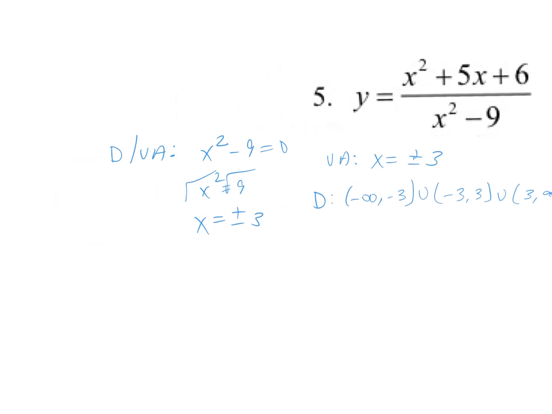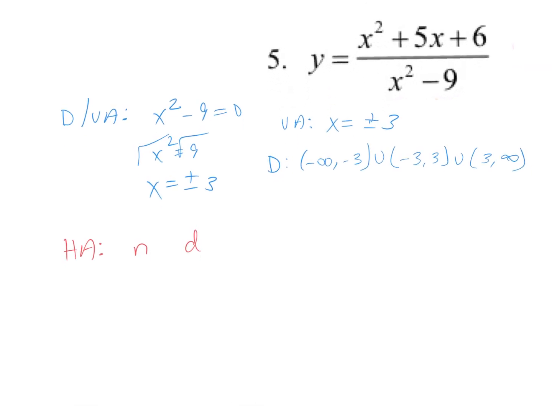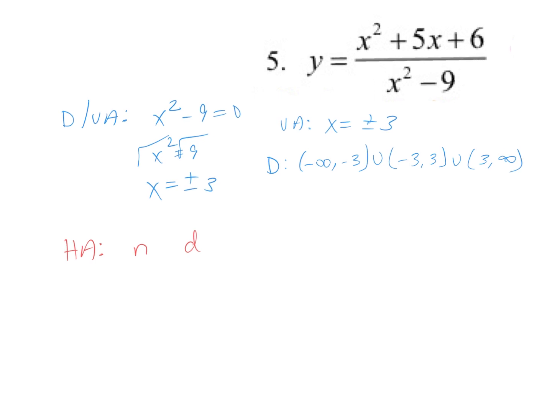The next thing I always find is my horizontal asymptotes. So think about that. How do you find horizontal asymptotes? This is how you guys would show me your work. What does it say to do? Compare the numerator and the denominator degree. So I write an N and a D. What is the degree of the numerator? 2. It's the highest exponent. What's the degree of the denominator? 2.